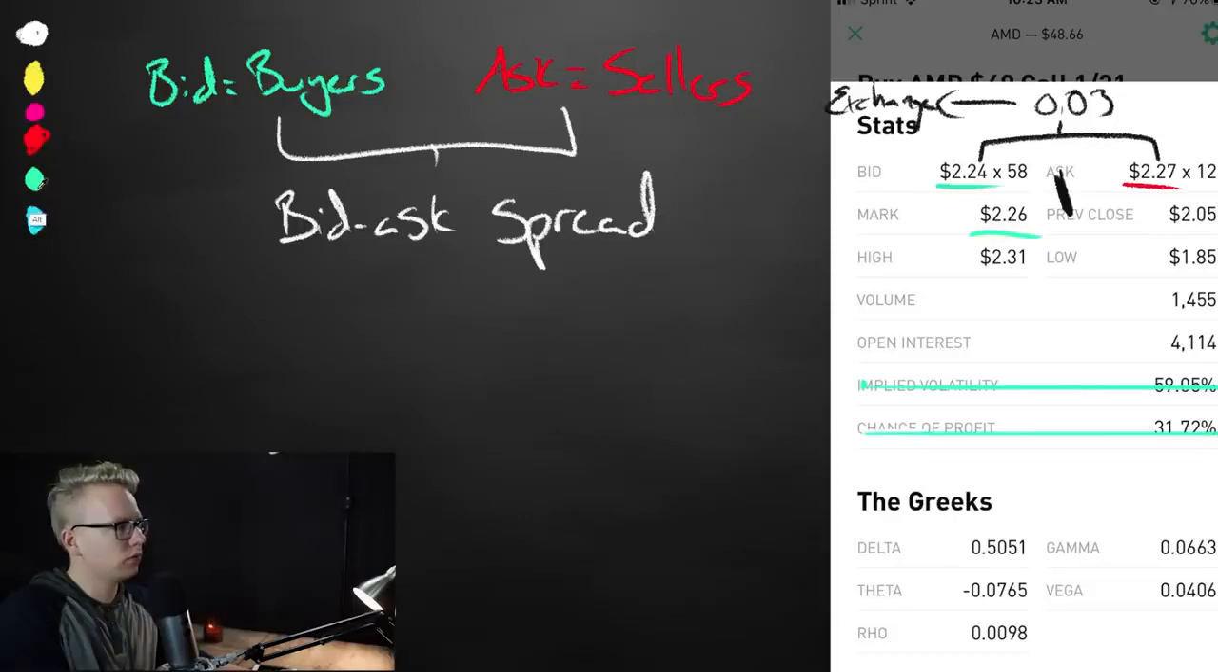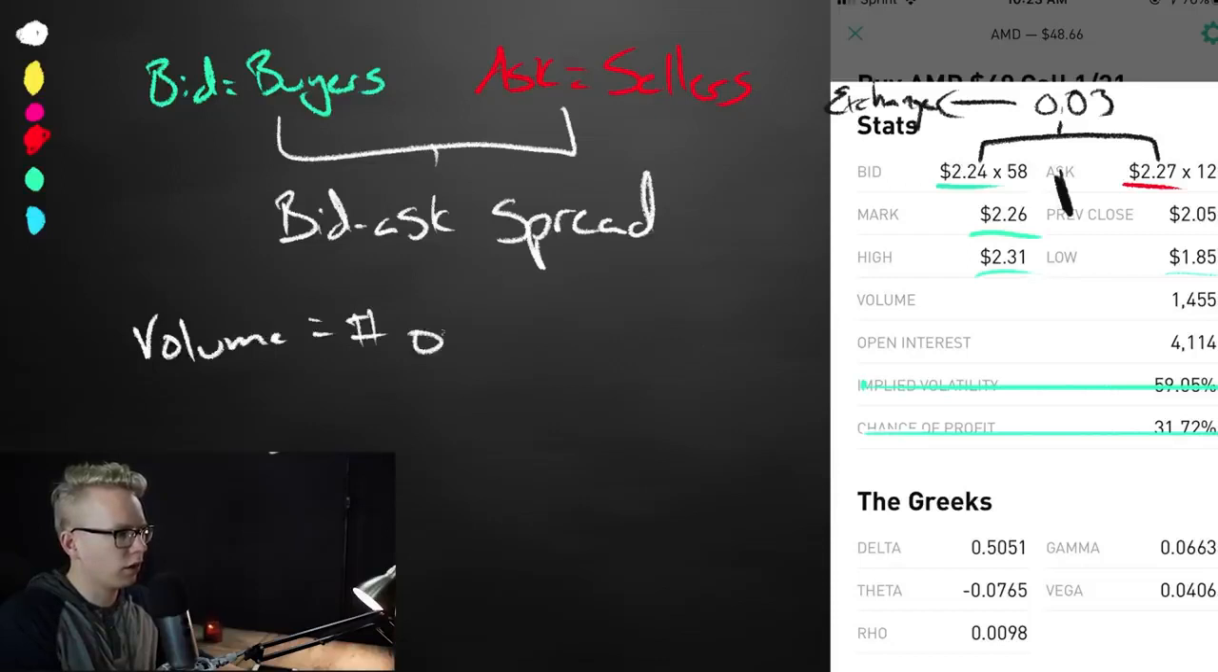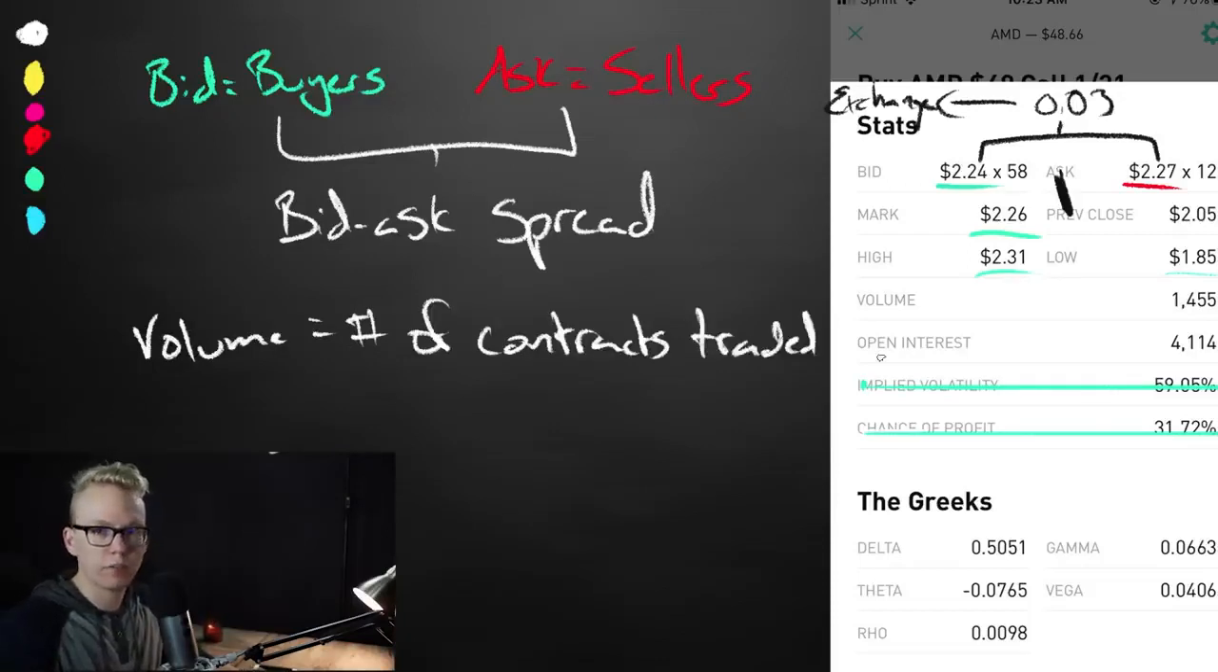The high and low, that's the highest price for the day, and that's the lowest price for the day. The volume equals number of contracts traded. The higher the volume, the better, because if there's people buying and selling throughout the day, you want to be able to buy and sell with them. You want to maybe be able to get in and out of a trade quickly.